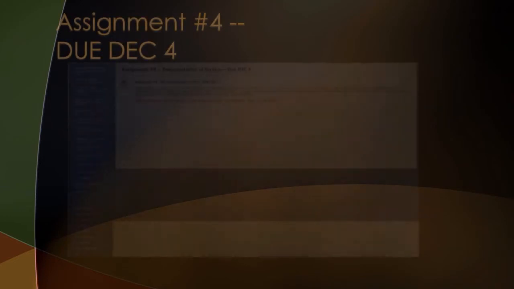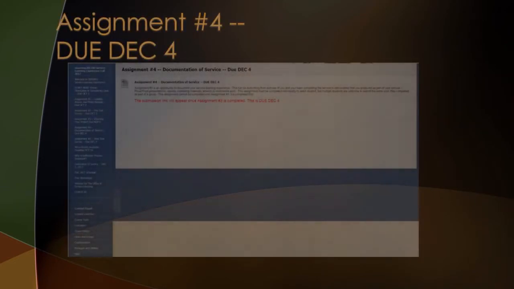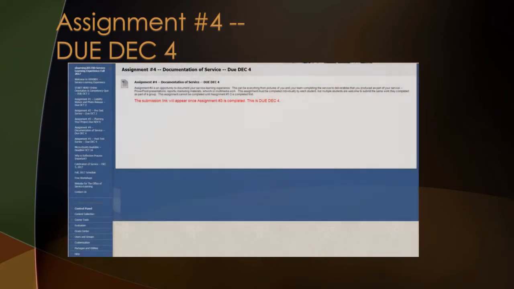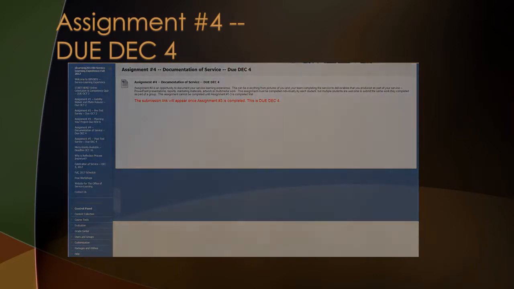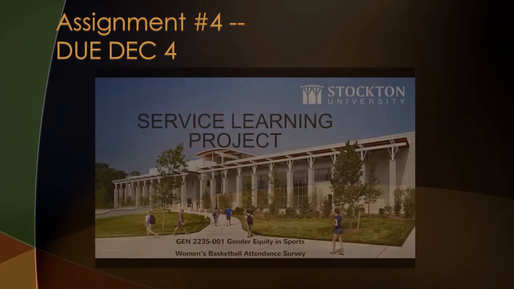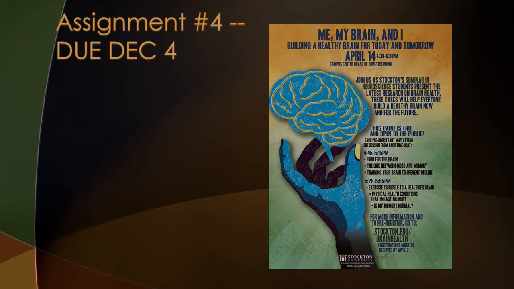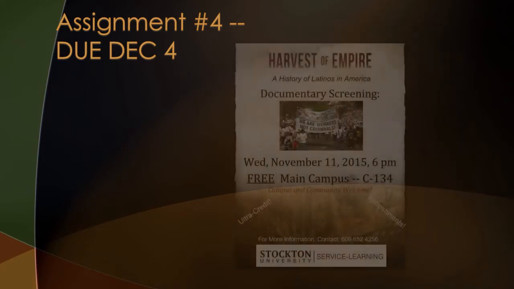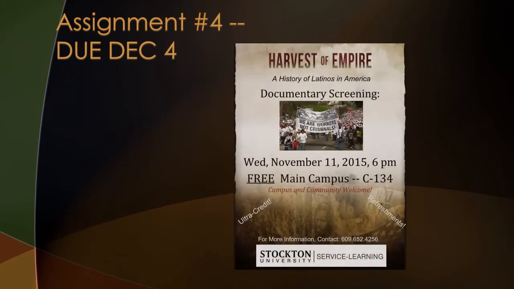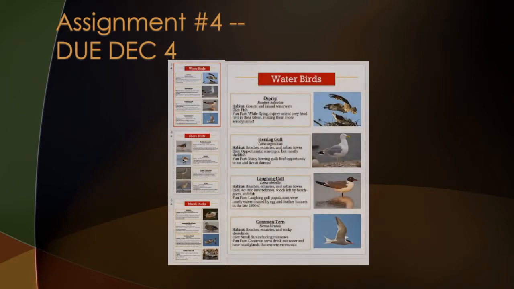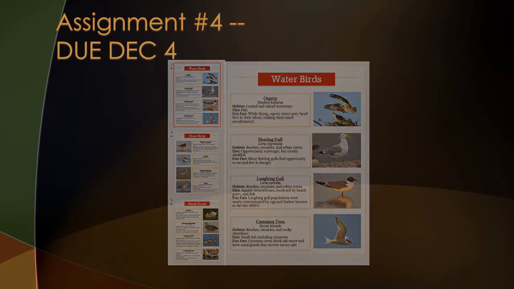Assignment number 4, which is due at the end of the semester, is called Documentation of Service. This is something that documents the service you completed. It could be a photo, a PowerPoint presentation, or some additional deliverable you created for class. Typically, one of the assignments for your traditional class will be appropriate to submit for this assignment. It might be a reflection paper or a series of journal entries. Many people submit final presentations or items that they created for a client for their service learning project.